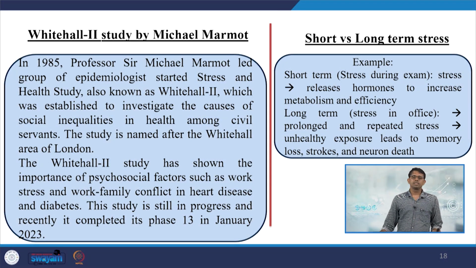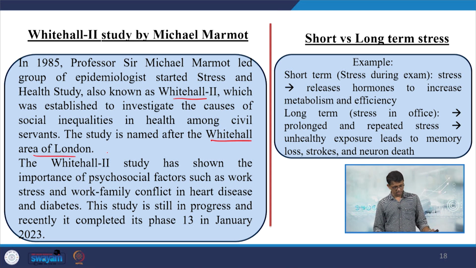So, we are now clarifying this with an example. Whitehall 2 study by Michael Marmot, emphasizing short versus long term stress and its implications on disparities. In 1985, Professor Sir Michael Marmot led a group of epidemiologists who started the stress and health study, also known as Whitehall 2, which was established to investigate the causes of social inequalities in health among civil servants. The study is named after the Whitehall area of London.